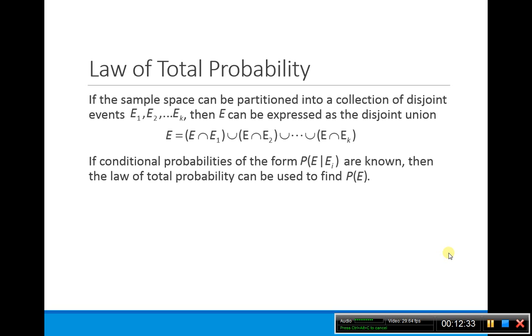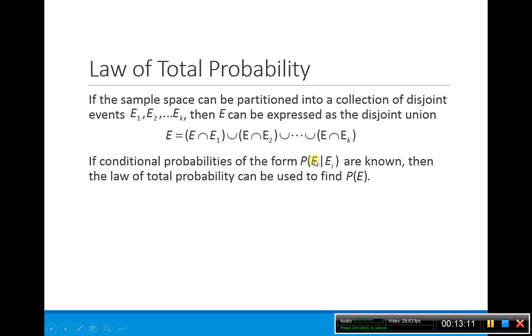The law of total probability. If a sample space can be partitioned into a collection of disjoint events, then E can be expressed as a disjoint union: E intersect E1, union E intersect E2, union, and so on. Here we have our sample space S, and it can be written as a collection of sets E1 union E2 union EK, so that each of these events is disjoint. Remember, that's what the definition of partition means.